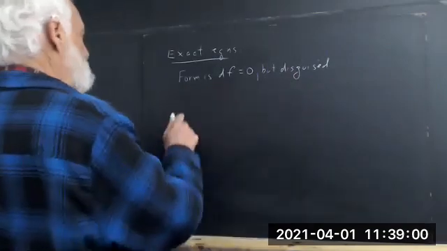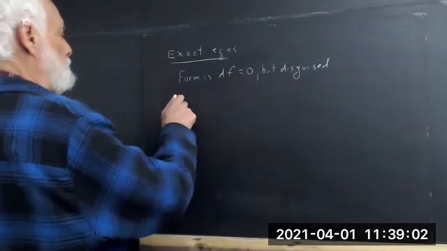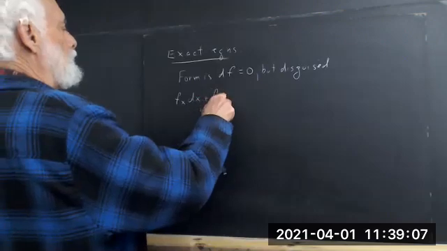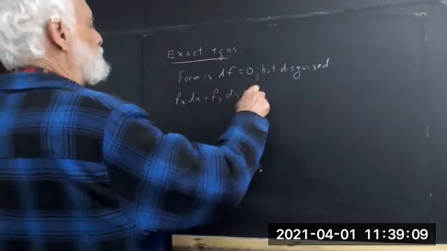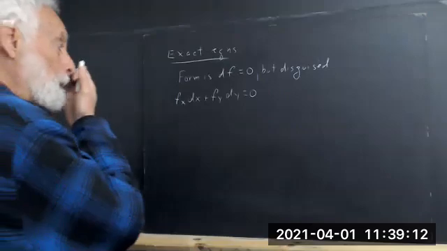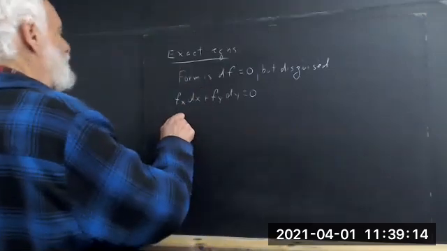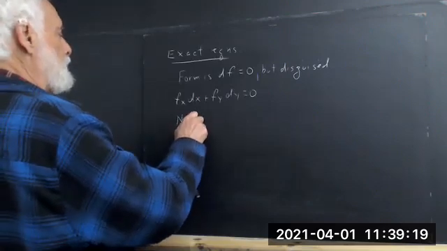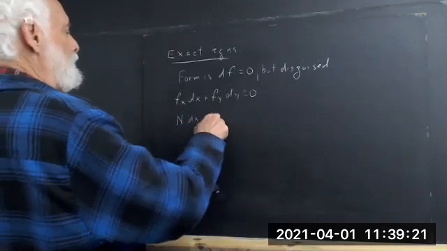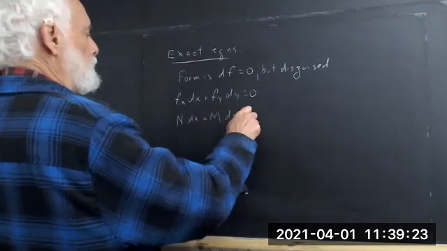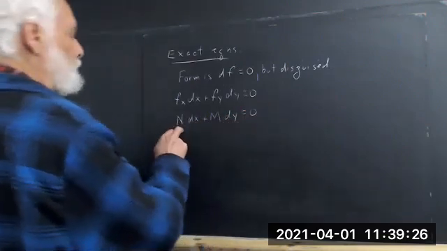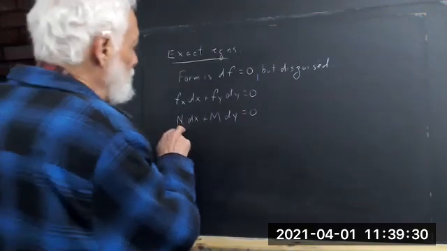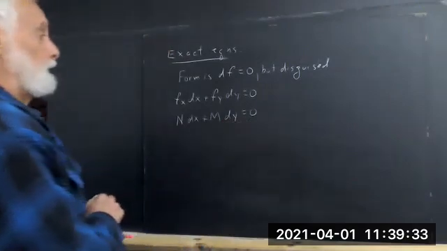Form is this. Well, df equals zero means fx dx plus fy dy equals zero. And we write that as, I don't know if we use m or n here. I never can remember, but I'm going to write it. I think it might be n. And I think I have a little better than a 50-50 chance on that because I always want to call this m and I'm often wrong. Okay, n dx plus m dy equals zero.